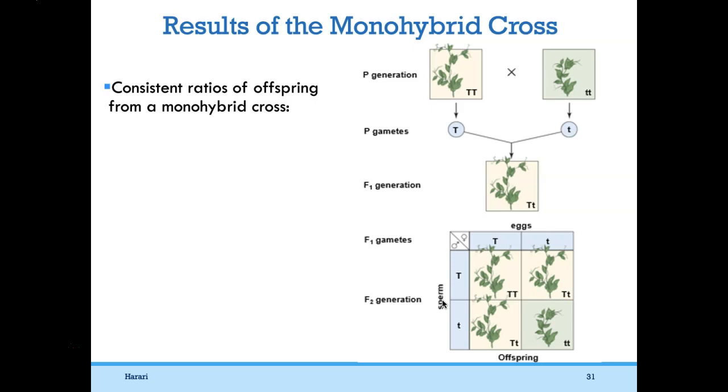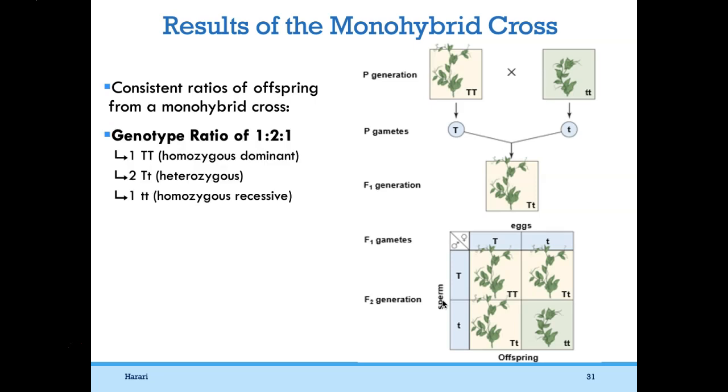So what he saw was a consistent ratio of offspring from a monohybrid cross. He saw a genotype ratio of 1 to 2 to 1. What that means is, whenever he did a monohybrid cross, like big T, little t, crossed with another big T, little t, he saw that out of every 4 pea plants, 1 out of 4 was homozygous dominant, big T, 2 out of 4 were heterozygous, and 1 out of 4 was homozygous recessive. That was a consistent thing that he saw.